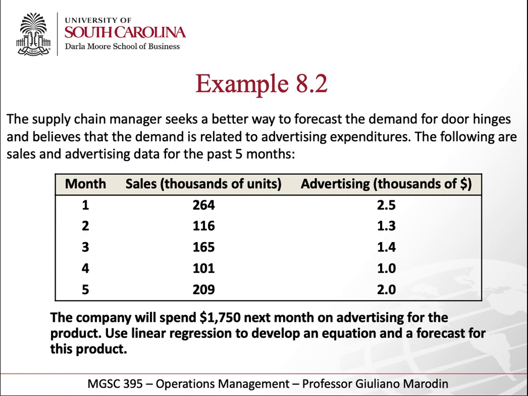So we have this example 8.2: a supply chain manager seeks a better way to forecast the demand for door hinges and believes that the demand is related to advertising expenditures. So I think there's a relationship between these two variables, and we have the following data. We have the month number, a 5-month period, sales in thousands of units, and advertising in thousands of dollars, right?